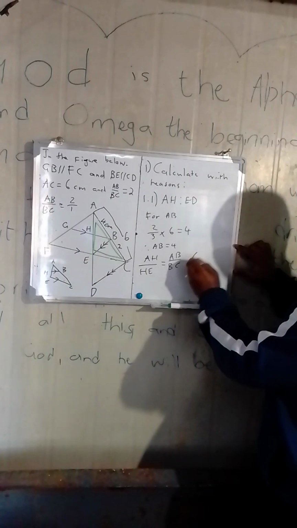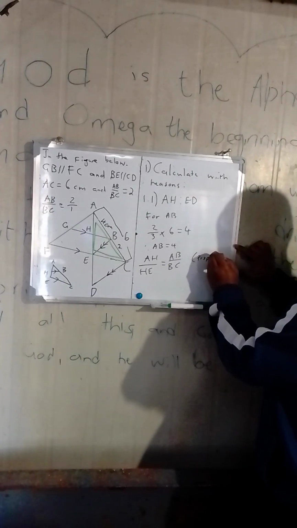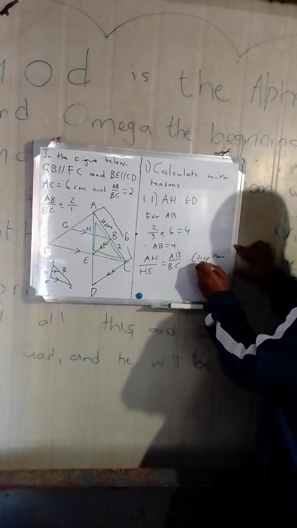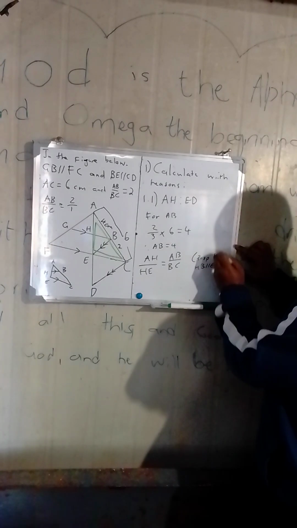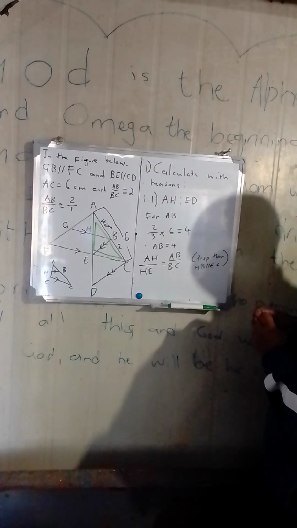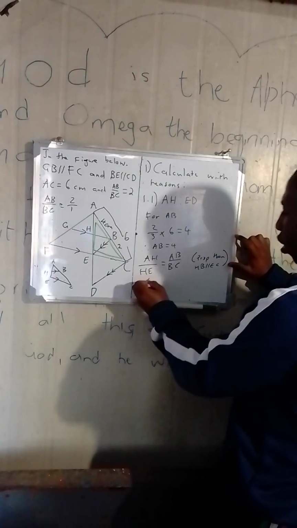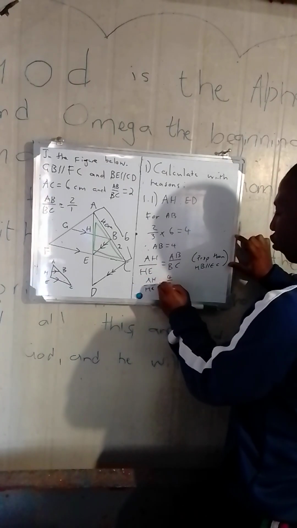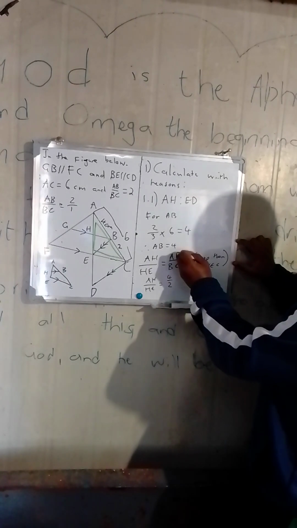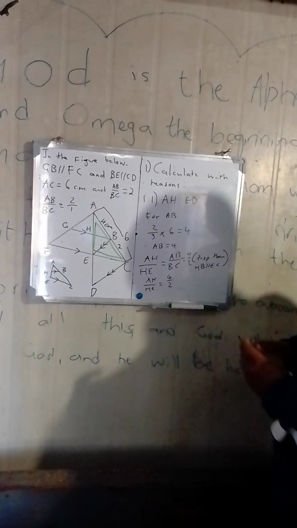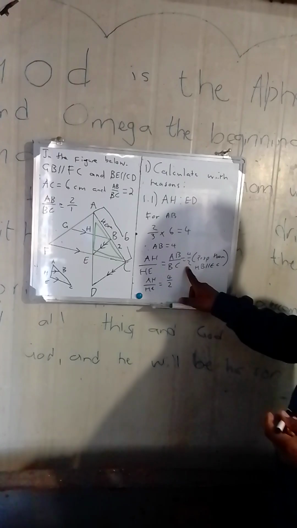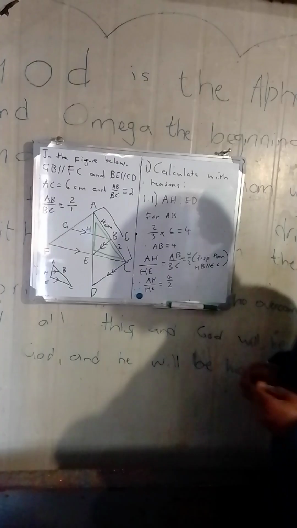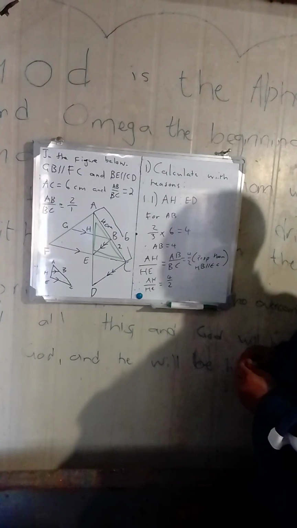Again, this one is the proportionality theorem, between which parallel lines? HB parallel to EC. So we have that. It means AH over HE is 4 over 2. So if this goes to this and this goes to that, AH over HE is 4 over 2.